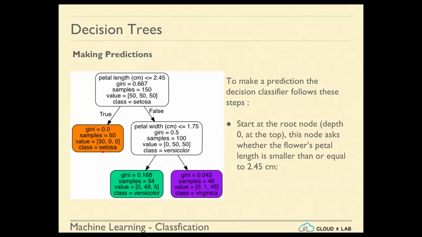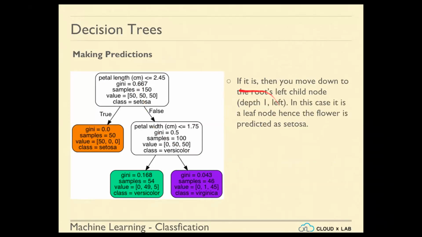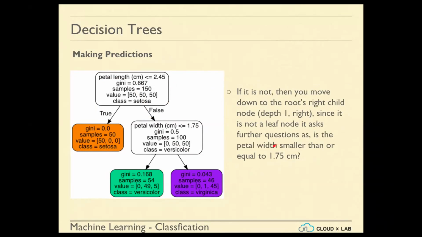To make a prediction, a decision tree classifier follows these steps. Start at the root level. The node asks a question: whether a flower's petal length is smaller than or equal to this, and then it moves down. If not, then you move to the right. Since it is not a leaf node, it asks further questions, such as what is the petal width? If it is less than 1.75, go this way, or go this way.